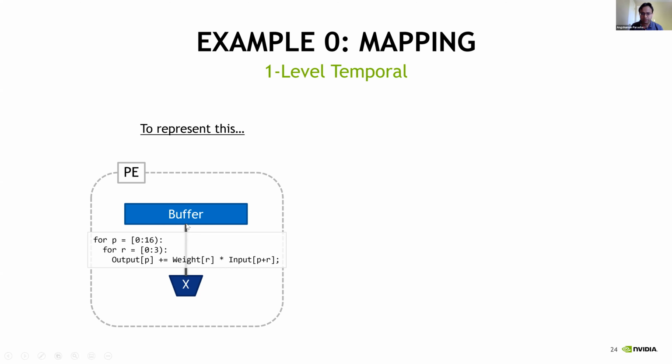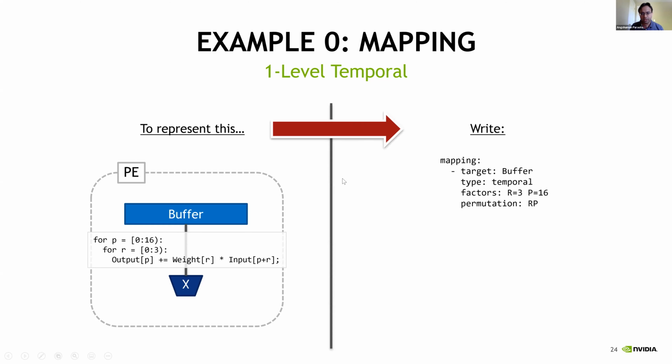That would be a different mapping. But in this case, because you're fetching everything from the same buffer, the two mappings will actually not have any difference in terms of their energy efficiency or performance characteristics. They would be identical. However, you technically still have a choice. But to represent this specific mapping, we still write a YAML. Everything in Timeloop happens with YAMLs.